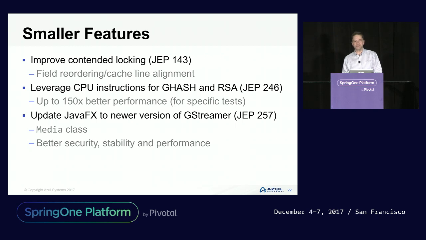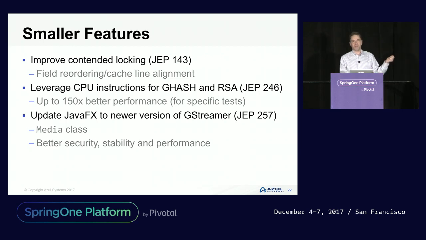A few smaller features, improved contended locking. This is a very low level JVM feature. You won't see any difference in terms of coding or anything like that. It just sorts out some of the ways that things like field reordering and cache line alignment work internally in the JVM. Similarly, for encryption, the idea is to take advantage of CPUs that have the ability to do encryption on the silicon rather than having to do it in software. And so now CPU instructions can be used by the JVM directly and have much better performance.